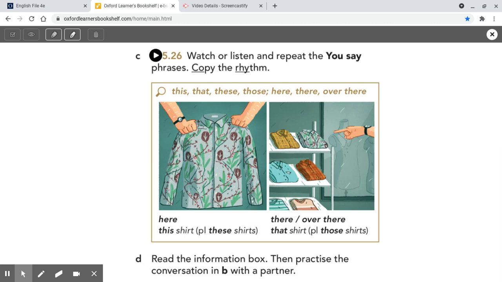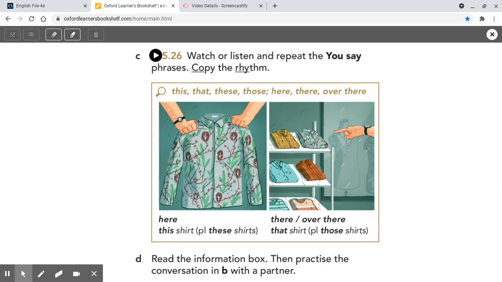If it's here and it's one thing, it's this, this shirt, this video, okay? If it is over there, then it is that shirt, or that chair. If it's more than one, then we say these for more than one thing that's here, okay? These trousers are too big for me. These shoes are perfect. And if you're pointing at something and it's over there and it's more than one thing, those shoes are very nice.